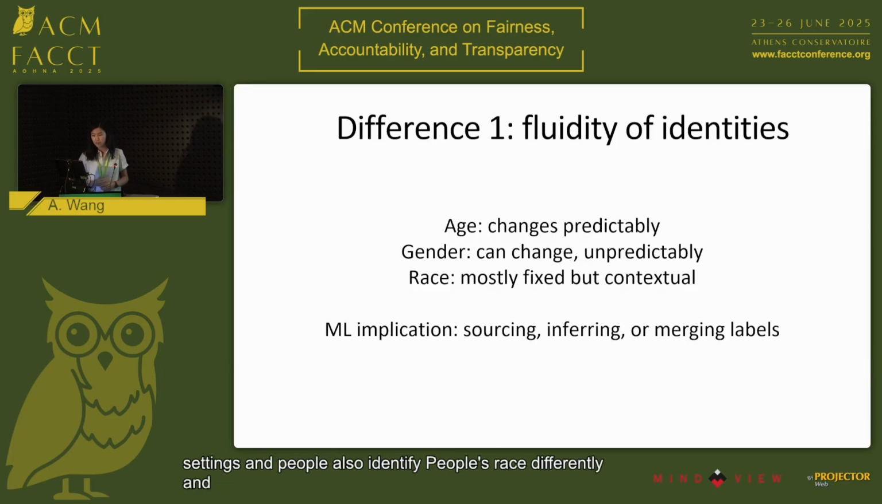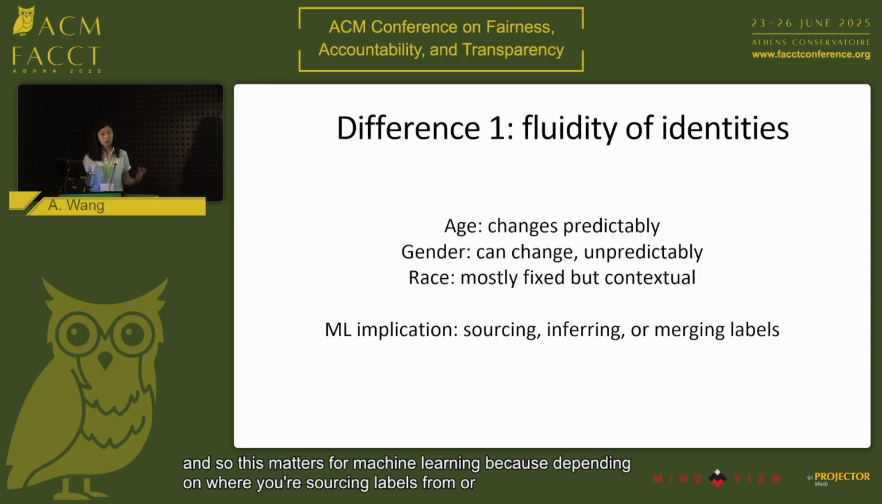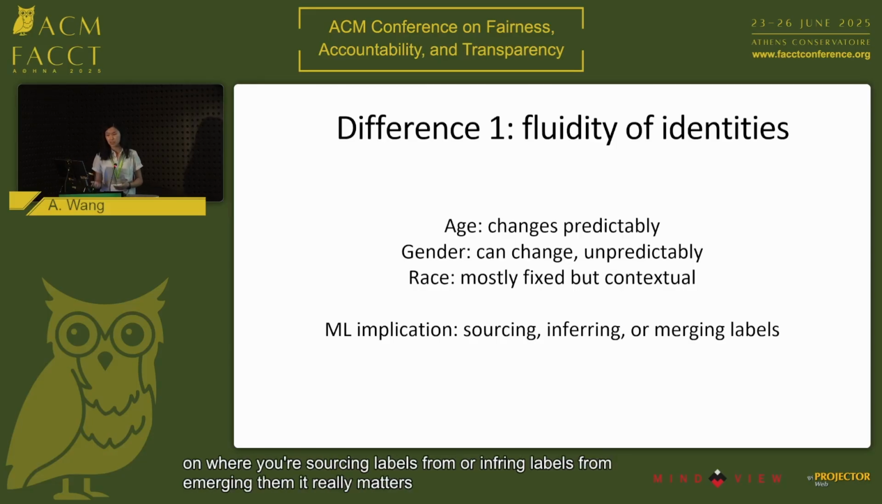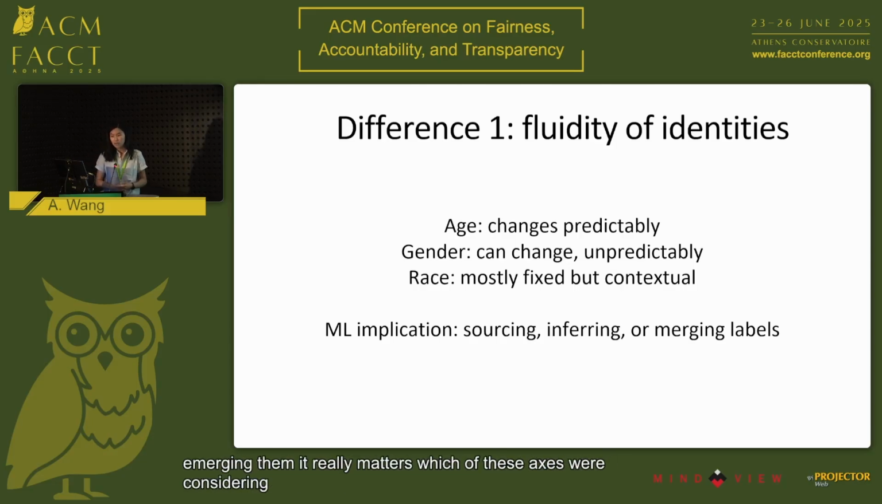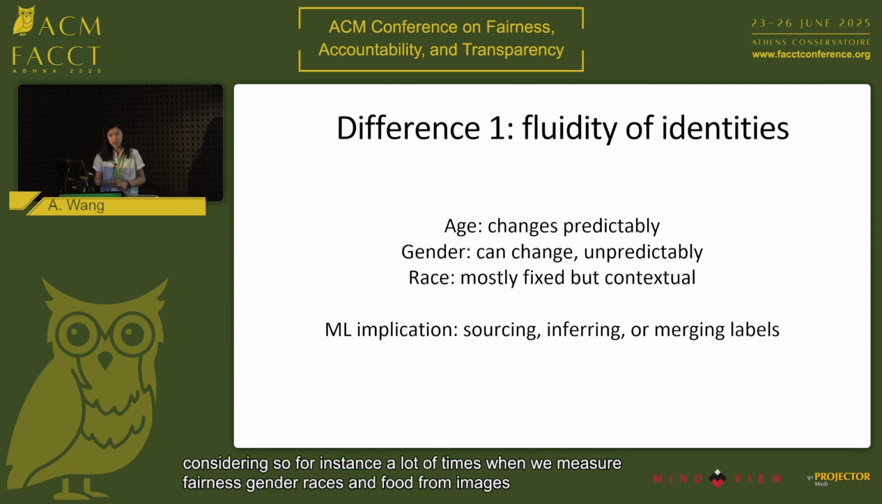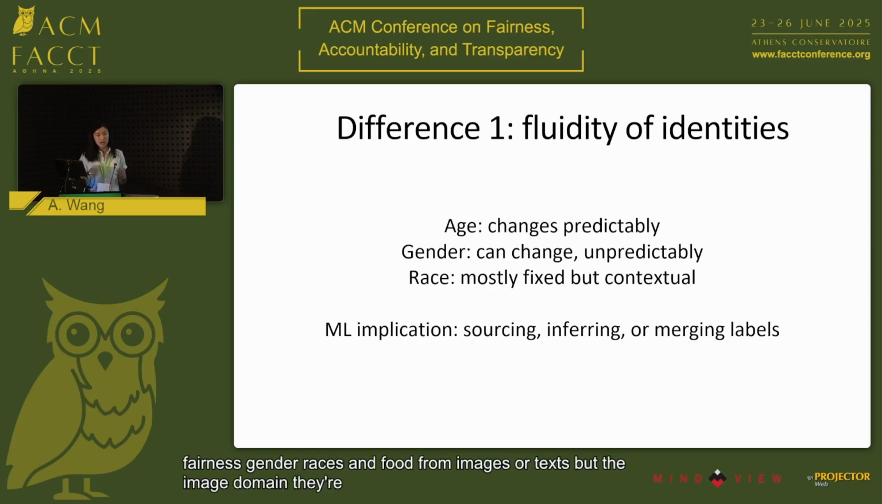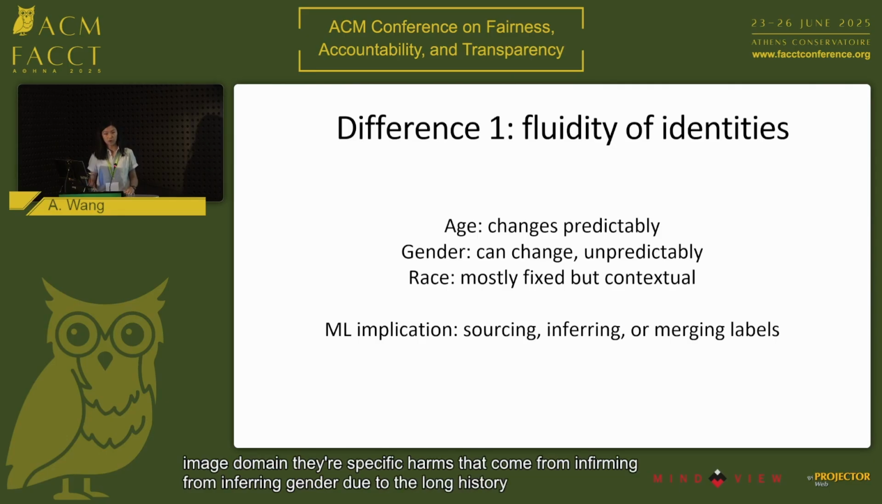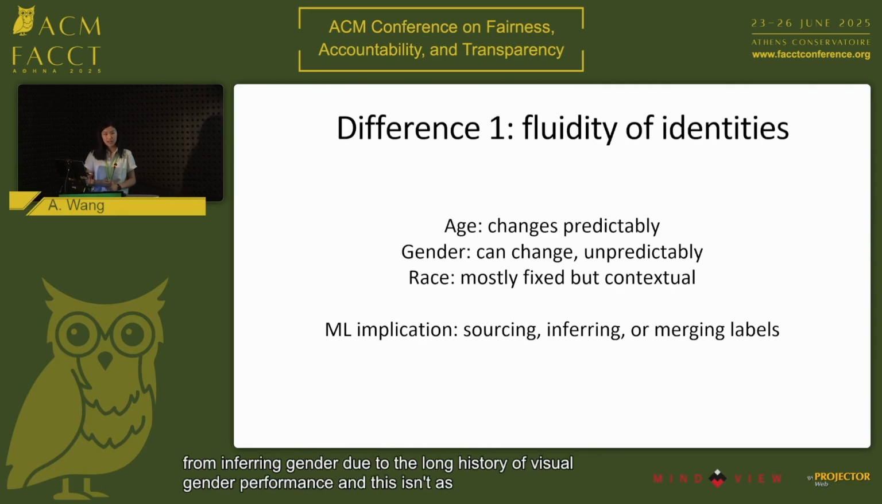And so this matters for machine learning because depending on where you're sourcing labels from, or inferring labels from, or merging them, it really matters which of these axes we're considering. So for instance, a lot of times when we measure fairness, gender or race is inferred from images or text. But in the image domain, there are specific harms that come from inferring gender due to the long history of visual gender performance. And this isn't as true for text. And so there are different implications when we think about how we're inferring these labels.